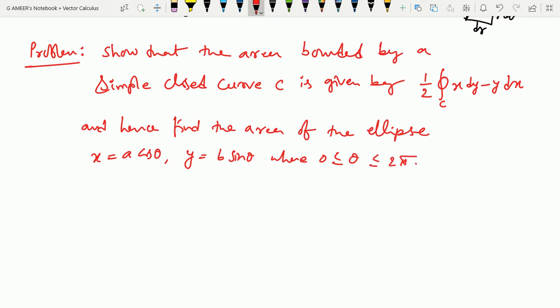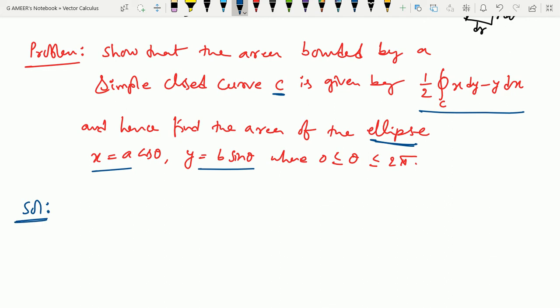Show that the area bounded by a simple closed curve C, that is the ellipse here, is given by this factor, and hence find the area of the ellipse. x is equal to a cos theta, y is equal to b sin theta. Let us go for the solution here.